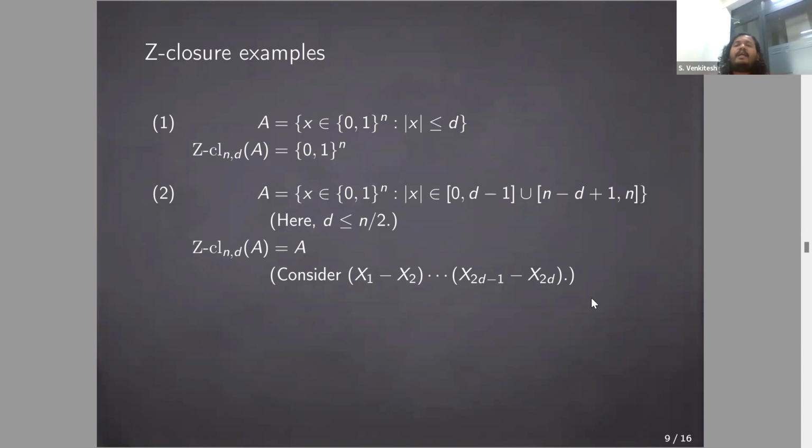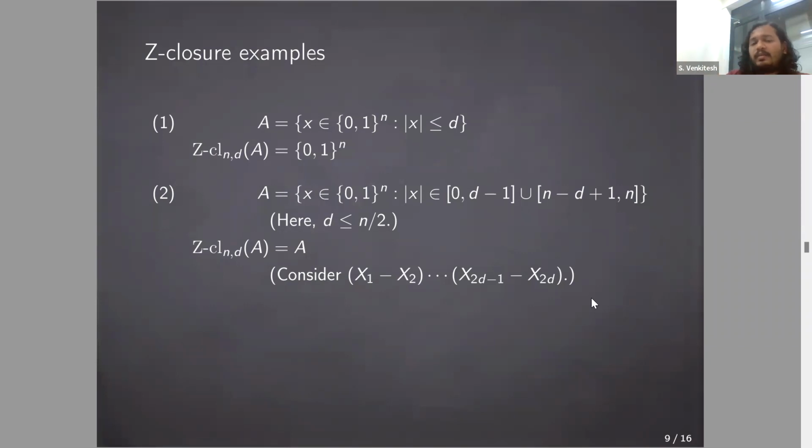If you take an input with weight at least n minus D plus 1, then the complementary statement is true. At least one of these factors will have both variables set to 1, and then once again this polynomial will vanish. So this polynomial vanishes at every point in the set A. And for any point outside, for instance, you can set the odd numbered variables x1 to x_{2D+1} to 1, and the even numbered variables x2 to x_{2D} to 0, and then adjust the remaining weights to make sure that you get the correct weight that you want.